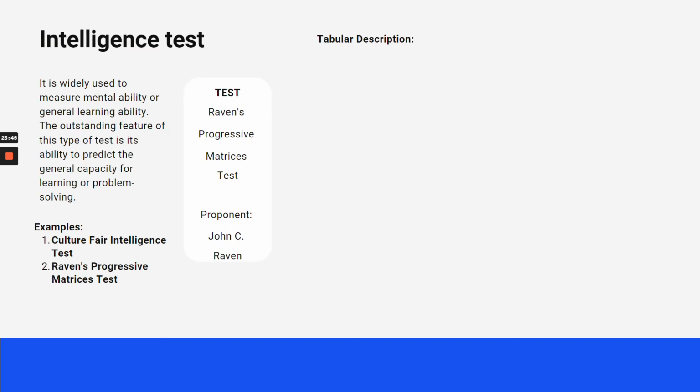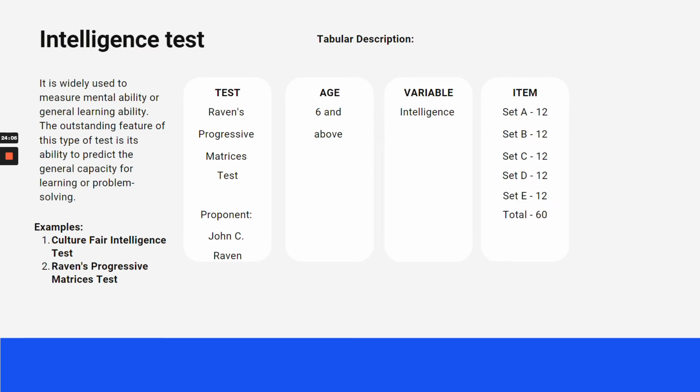So I have an example of the Raven's Progressive Matrices Test. The proponent here is John C. Raven. Siya na ang nag-formulate ana. And then the age nga pwede mo kuha ani is 6 years old and above. And then the variable, sa ginatanaw, intelligence. Then item, so naa ay set of questionnaires, total is 60 points, and then time, there's no time limit but can be finished within 60 minutes or 1 hour. Okay, mao na isang example sa intelligence test.